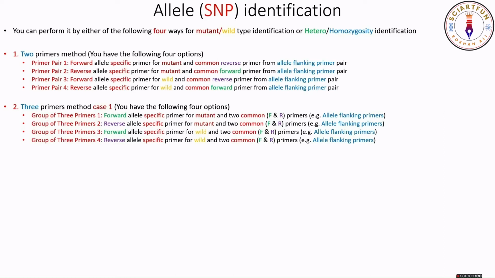In the 3 primers method case 1, you used both the flanking primers but only one from the specific primers. There is case 2, in which we will use 2 specific primers but only one from the flanking pair.